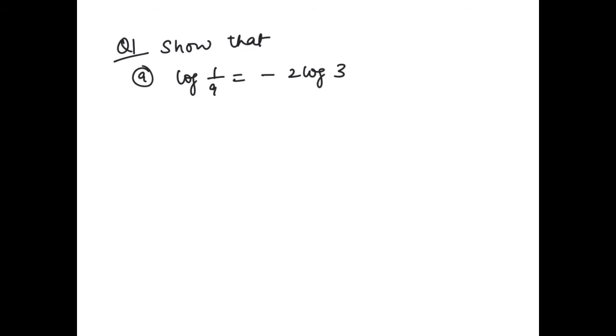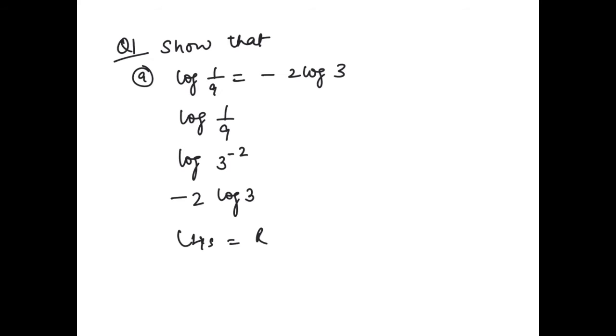If we start from the left hand side, log 1 over 9, we can say 3 to the power minus 2. Now this minus 2 will come in front, so it will become minus 2 log 3. This is our answer. So left hand side equals right hand side. So it's hence proved.